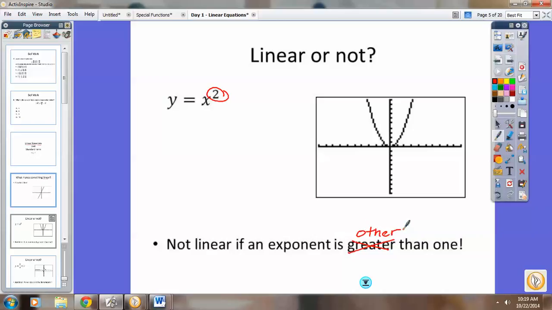So in your notes, what I would do is write down this equation. y equals x squared. We're going to write down those equations that are not linear so we know what we're looking for. Write down y equals x squared, and I want you to write that it's not linear if there's an exponent other than 1. And I don't want to say greater than 1, because you may have exponents that are negatives, or you may have a 0 exponent. So anything other than 1, it's not linear.